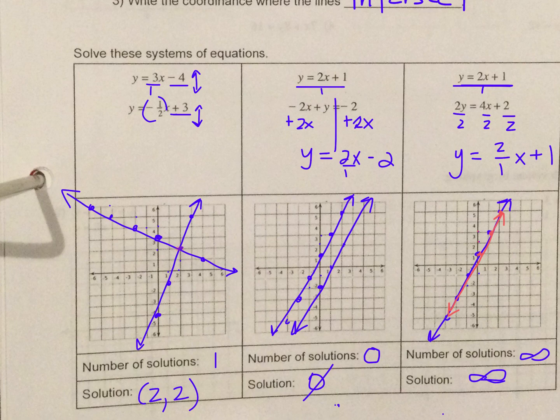I need you to turn the page over and do numbers 1 through 12 for practice. Send me a picture or turn it in.